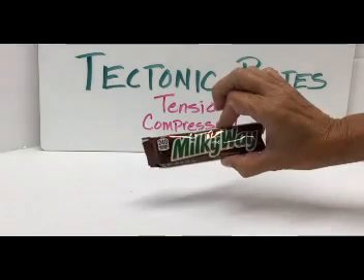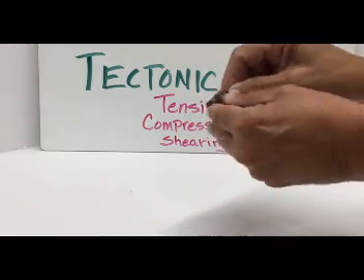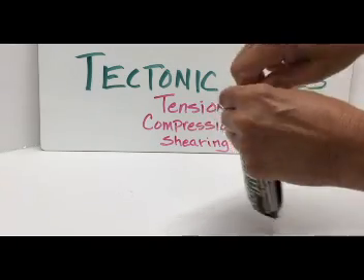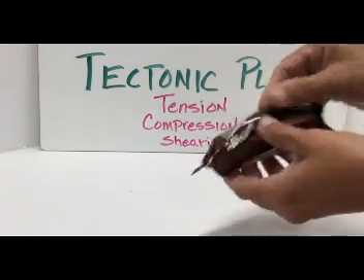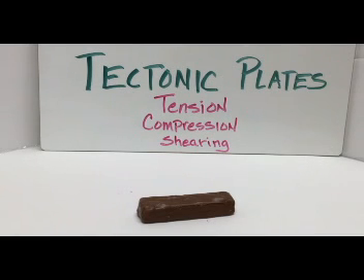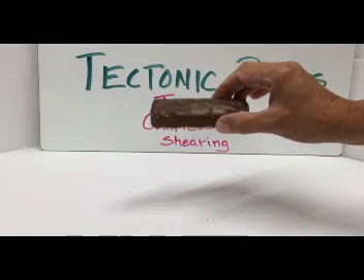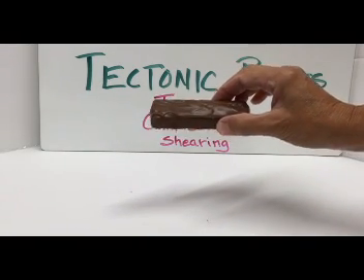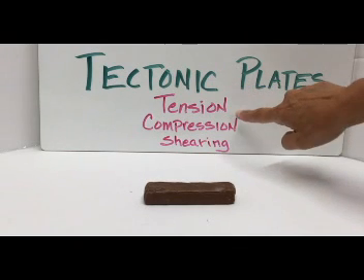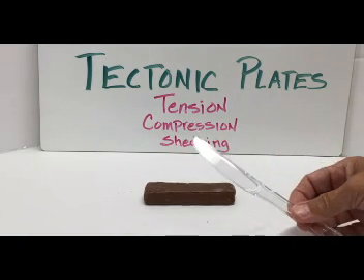The first thing we're going to do is open up our candy bar. And hopefully your candy bar isn't too damaged or melted. It's been really hot, and it was hot the day we gave these out. So we're going to pretend this is a piece of earth or the ground, and we're going to talk about tension, compression, and shearing.